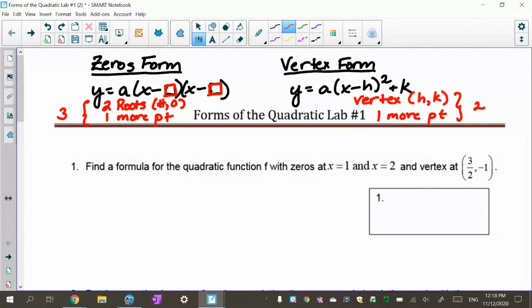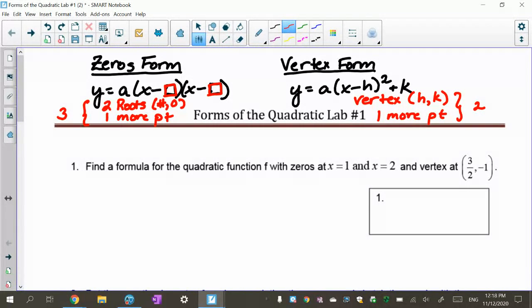And remember, roots are a number, 0. So you need two roots to be able to do this, where it crosses the x-axis. And you're going to need one more point. So you need a total of 3 points on your graph to be able to use this zeros form. After you throw the roots in, you're like, okay, that's cool, but you need to know one more point to see whether your graph is going to open upwards or downwards.